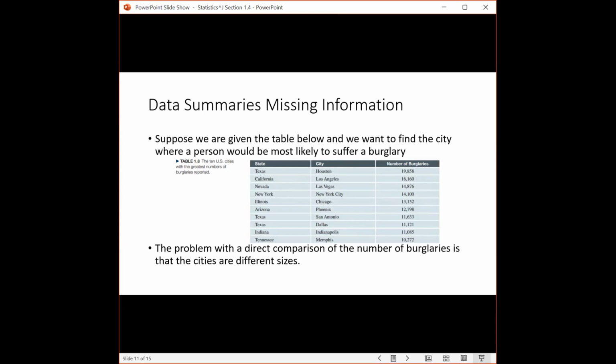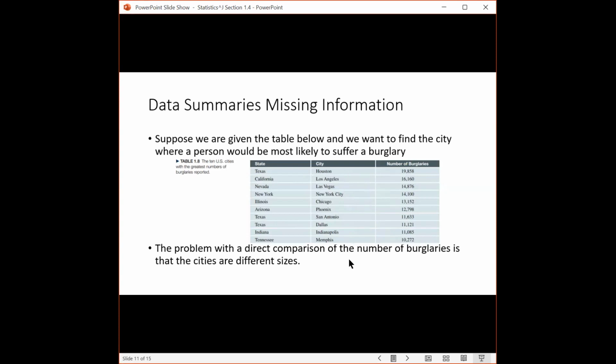The answer is no, you can't. The issue is that the cities are different sizes. If these cities all had the exact same amount of population, had the exact same size, then yes, you could just look at the number of burglaries and make that determination. But Houston could be a different size from Memphis, and that size difference could explain the difference between the two. So if Memphis is a lot smaller than Houston, then the number of burglaries being different between the two of them could be explained by the size difference, right?